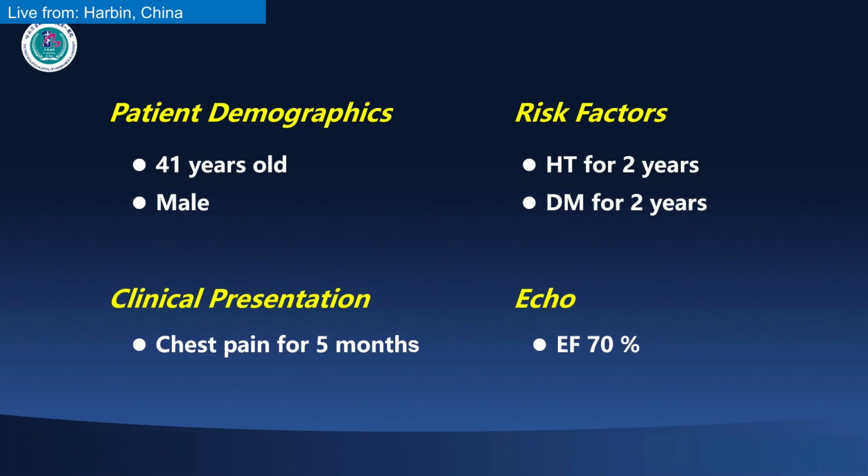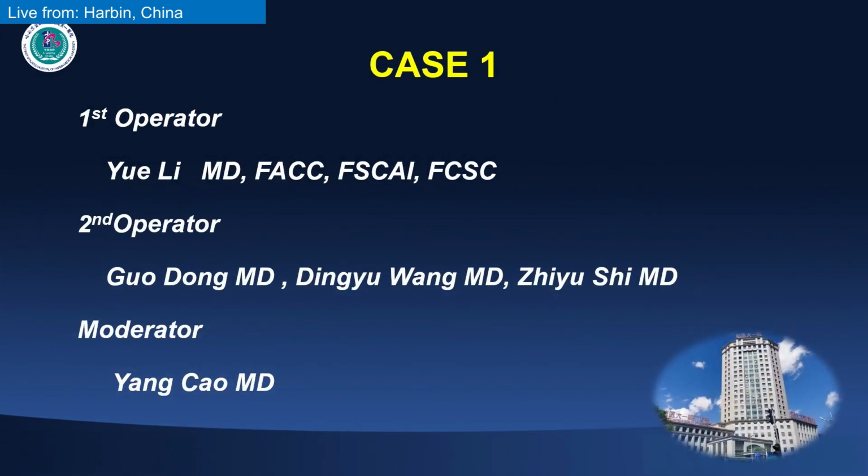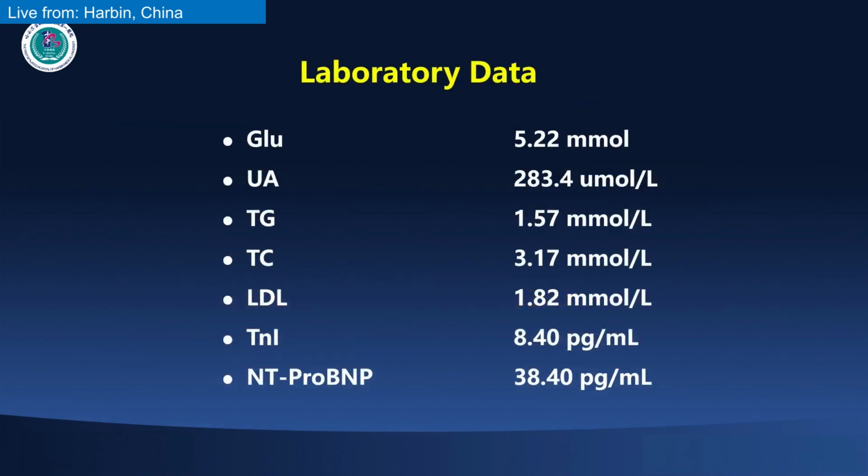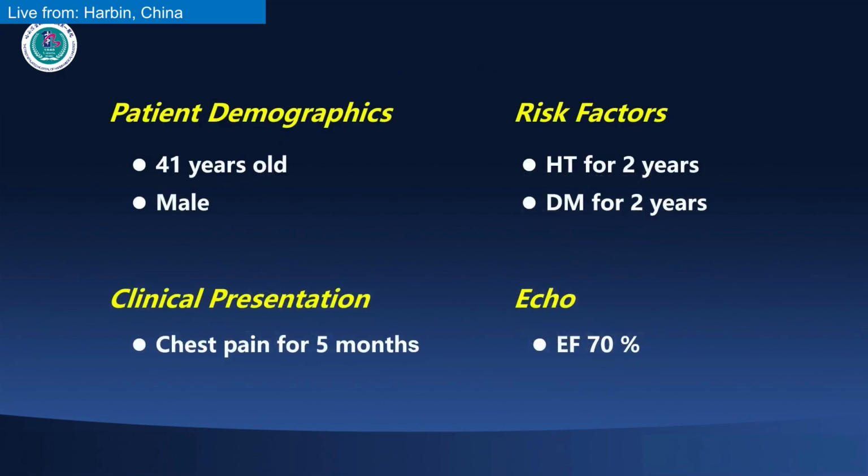First of all, let me introduce the operators and the moderator of this case. First operator of this case is Professor Li Yue, and second operators are Wang Dingyu, Zhiyu, and me. Moderator of this case is also Professor Cao Yang. This is a 41-year-old male who has suffered from chest pain for 5 months. Risk factors are hypertension and diabetes for two years. Ejection fraction is 70%.